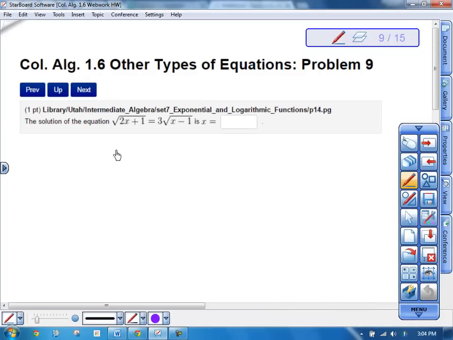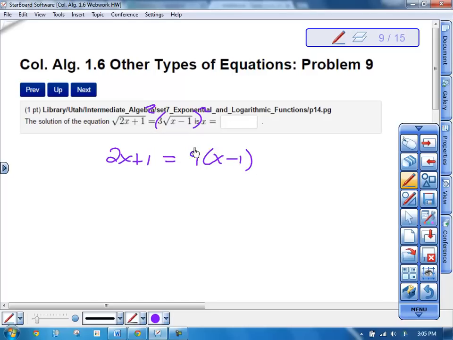Next problem, you want to square both sides again. If you square both sides, you've got to square everything. So that gets squared, and this whole thing gets squared. So it'd be 9 times x minus 1. If you square the 3, you get 9. If you square the square root of x minus 1, you get that.